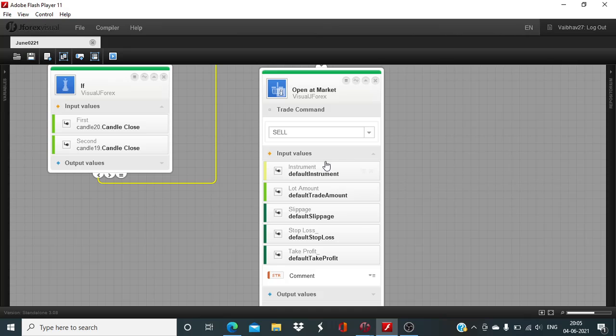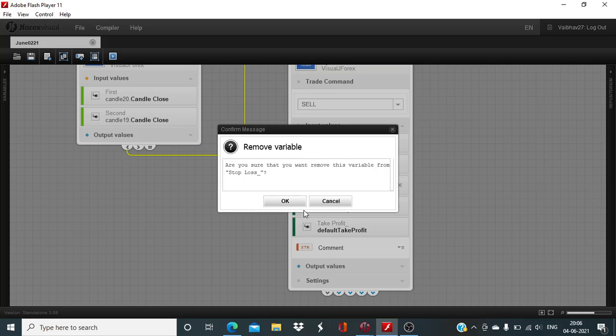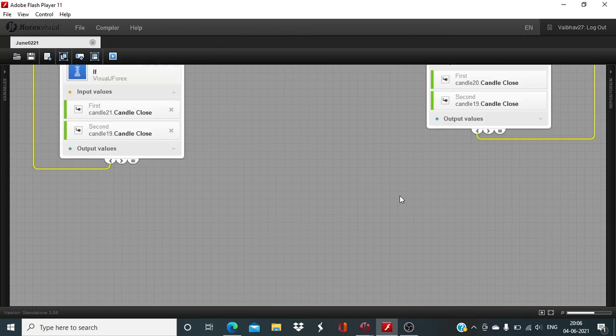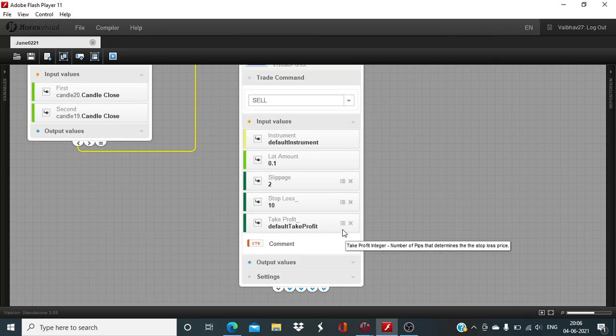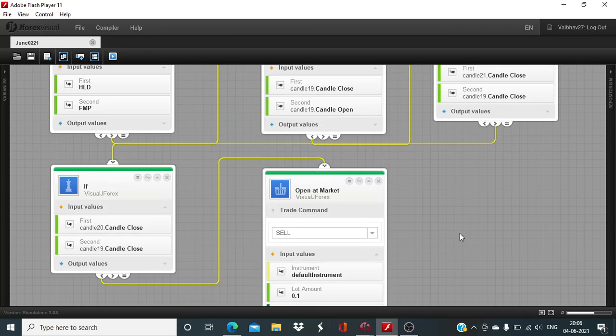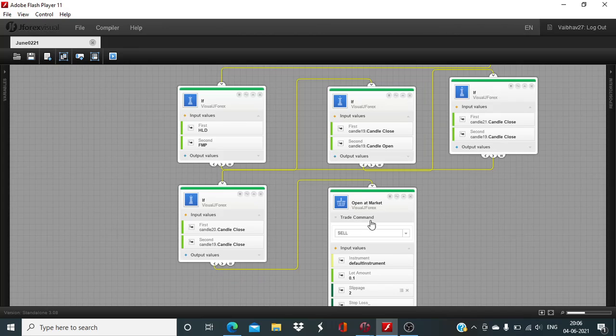So this is going to be the Euro USD as the default instrument. Trade amount I will change to 0.1 million. Slippage will be changed to 2 pips. And since we are dealing with the 15 minute time frame, I think the combination of 10 and 20 is good enough. 10 pips stop loss, 20 pips target price. Fair enough. So with this, the setup is complete.